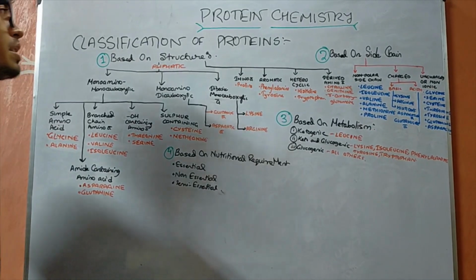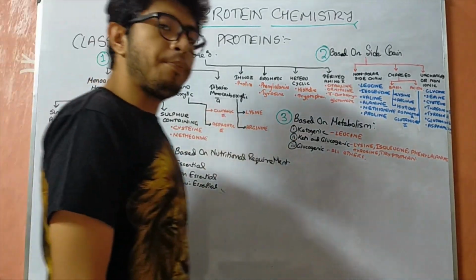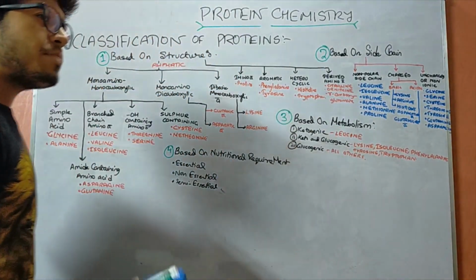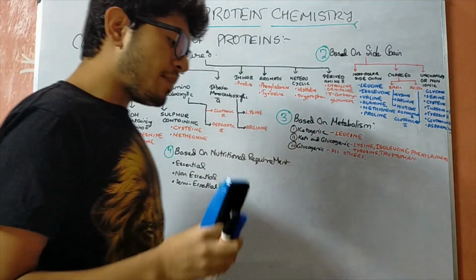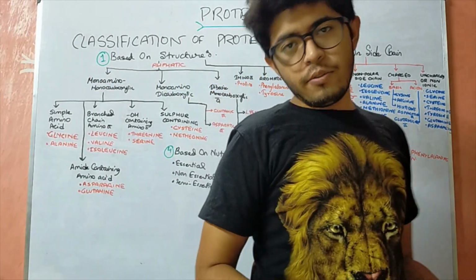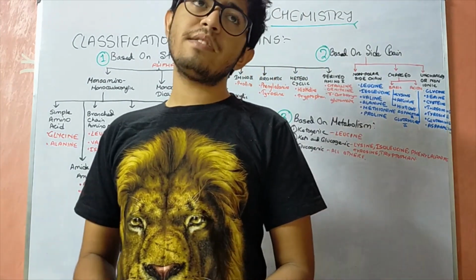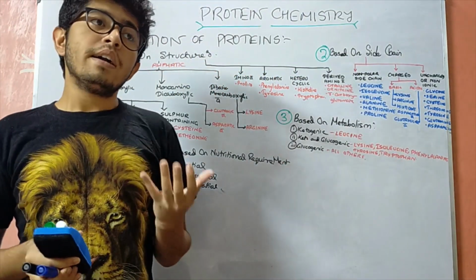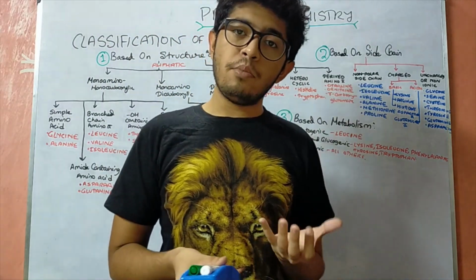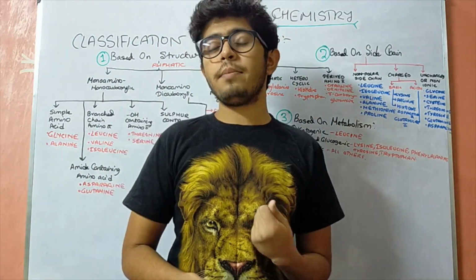Our topic of discussion for the day is protein chemistry. So what is basically protein? Protein is a molecule which is very important for a growing child or for the daily activities to take place. It is one of the most important constituents of our body. It is one of the most important macromolecules required by the body.